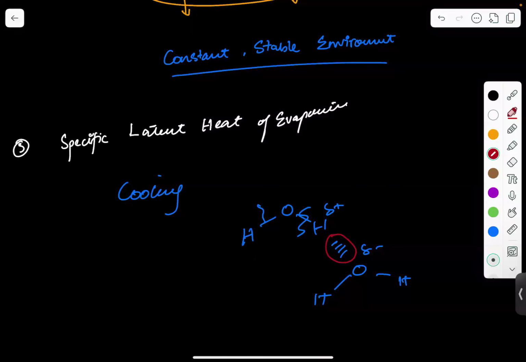So when the organism's hot and there's water on top of it, the water evaporates. It goes away. When it evaporates, it takes energy from your skin. This is the water droplet, and I'm supplying it heat from my skin, and it becomes gas. So the energy is being transferred from my skin, which is hot, to the water droplets and then evaporating. I'm cooling down.